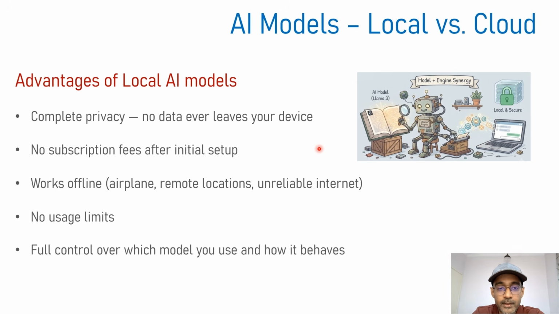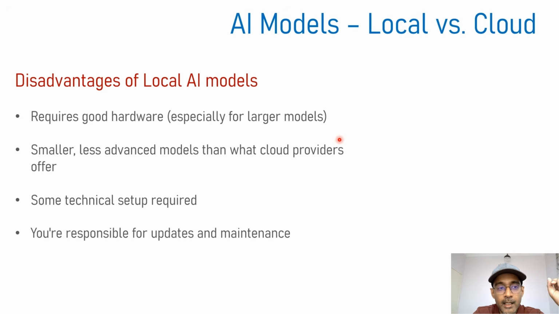So these are the advantages of local AI models, and the disadvantages are, obviously, it requires good hardware, especially for the large models. There are open models available now that can run on your mobile as well, but these are very basic AI models. The good ones obviously require a powerful chipset, powerful graphics card, etc.